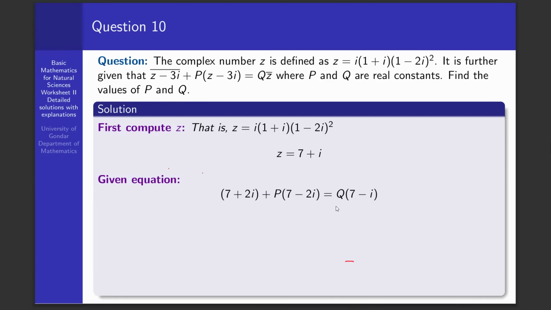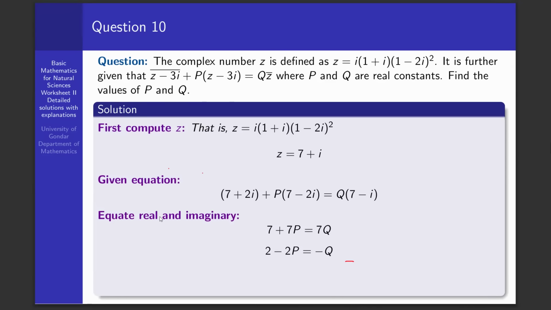Then after writing this one, we have the following system of equations that is from equating its real and imaginary parts. From the real parts here, we have the real part from this one, that's simply 7 plus 7p is equal to 7q. And from the imaginary part, we have twice of i minus twice of p. When we distribute this one over here, it is just minus q.